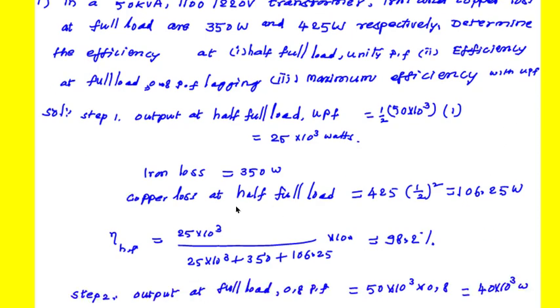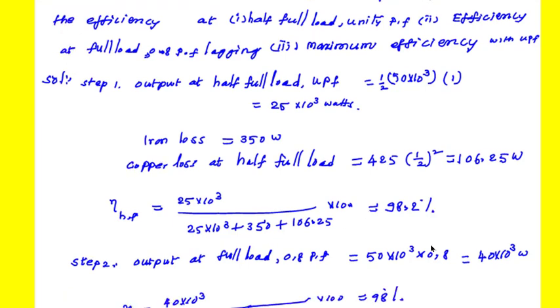So once we know the iron loss and the output power and the copper loss, then we can calculate what is the efficiency of the transformer at half full load. That is output at half full load, that is 25 kilowatts, divided by 25 kilowatts, that is output, plus iron loss 350 watts, copper loss 106.25. So add all this and multiply with 100, then we get 98.2% as the efficiency of the transformer.